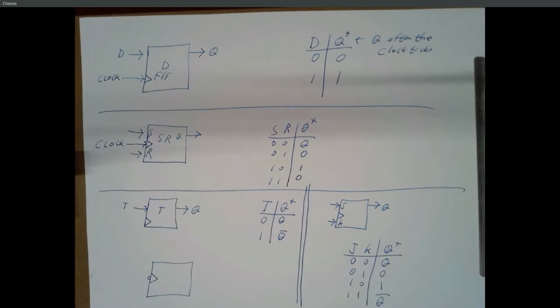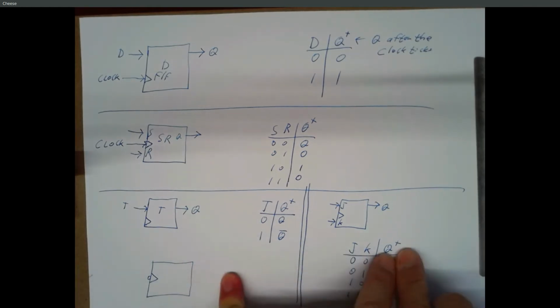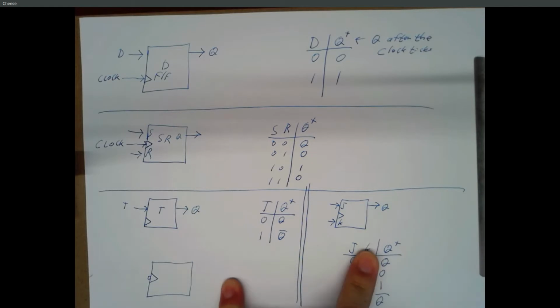We're going to work these things in kind of the opposite direction. These tables say, if this is J and this is K, what's the new value of Q? We're going to be asking the other direction. We're going to say, we want the new value of Q to be the opposite of what it was. Therefore, we want J and K to be 1.